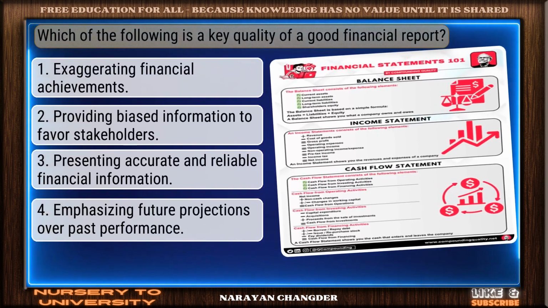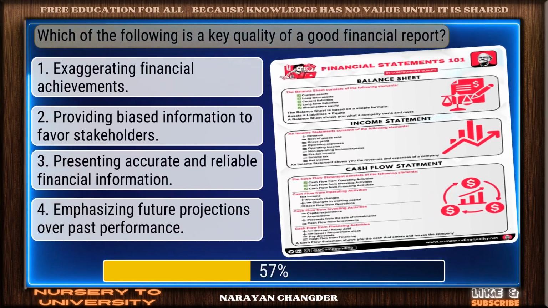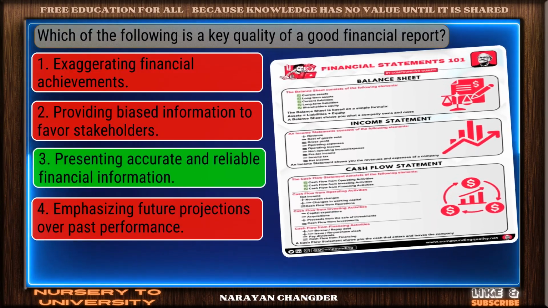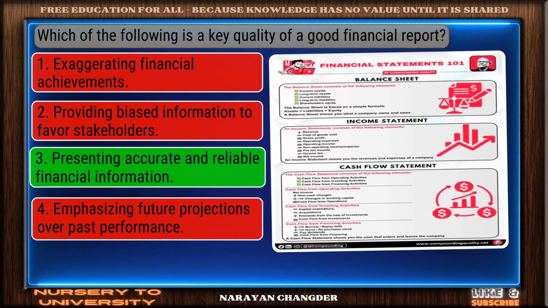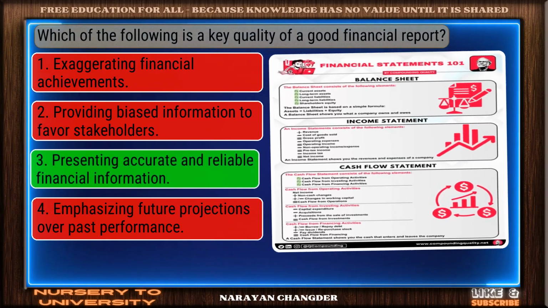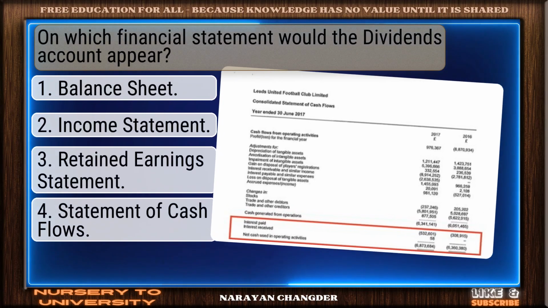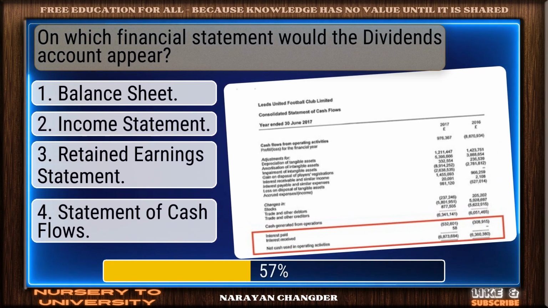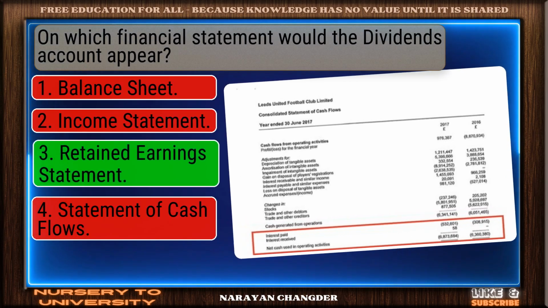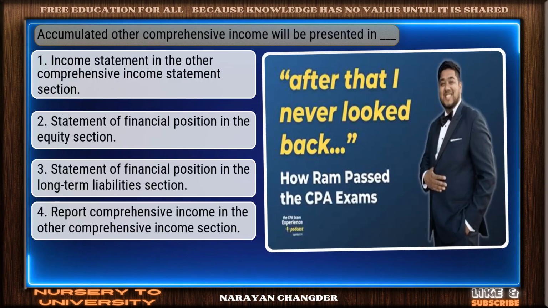Which of the following is a key quality of a good financial report? Good job. Your answer presenting accurate and reliable financial information works well here. On which financial statement would the dividends account appear? Great thinking. Retained earnings statement is the right choice.